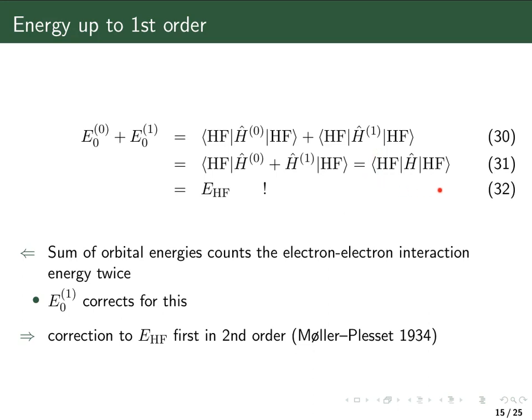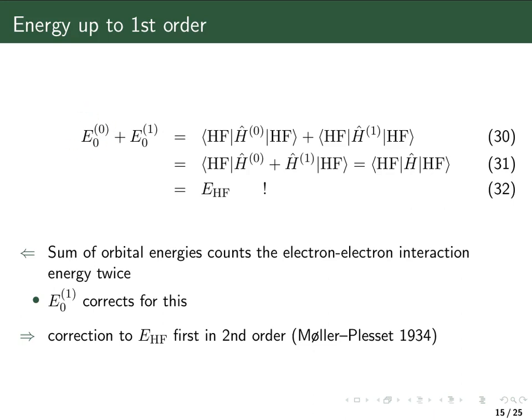So we end up with the expectation value of the Hartree-Fock wave function with the full Hamiltonian of our system. And that of course we know is just the Hartree-Fock energy. So what we learn here is that in this Møller-Plesset perturbation theory way of looking at it, the Hartree-Fock energy is actually a first order energy.